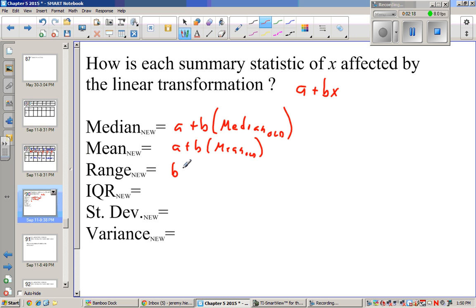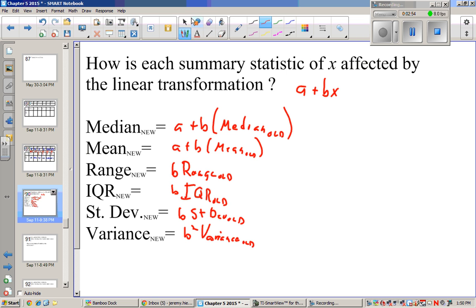So I'm going to do b times my old range. And that's the same thing with my IQR: b times old IQR. And standard deviation: b times my old standard deviation. And variance. Now variance, we went from 2 to 4, which is actually b squared, which makes sense with variance being standard deviation squared. So b squared times the old variance.